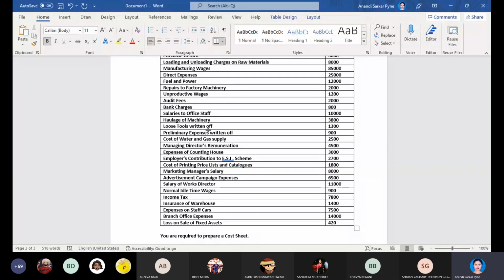Cost of water and gas supply. This is a factory related expense. You need water supply and gas supply for manufacturing the good. So cost of water and gas supply will come in factory overhead. Managing director's remuneration will be office and administrative expense. So it's a salary. Expenses of counting house is again office job. So this will come in office and administrative. Employees' contribution to ESI scheme. Again, this will come in office and administrative overhead.